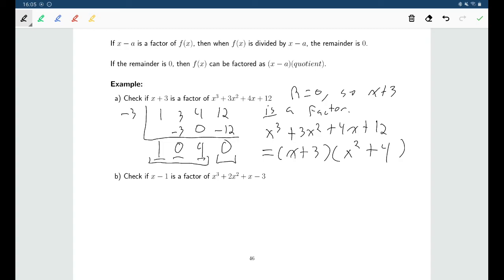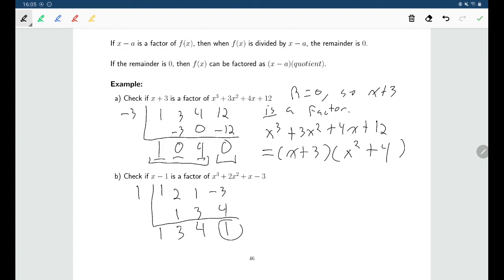Let's do one more here. We want to check to see if x minus 1 is a factor of this polynomial. So I'll begin with 1x cubed, 2x squared, 1x, and minus 3. I want to see if x minus 1 is a factor, so I'll use positive 1. Then we just bring down, multiply and add, multiply and add, multiply and add.